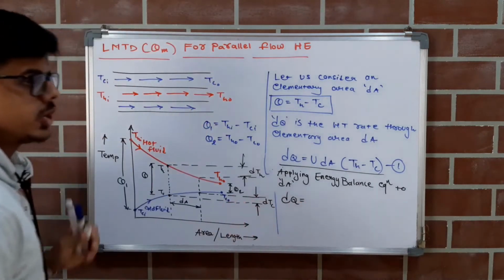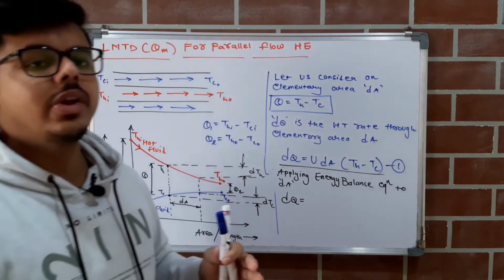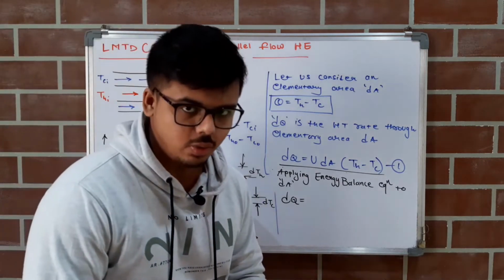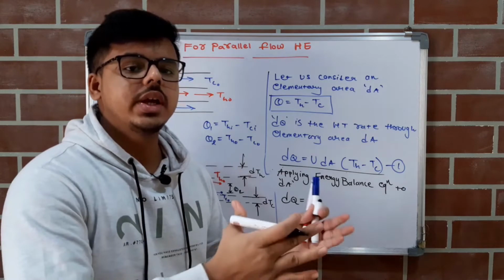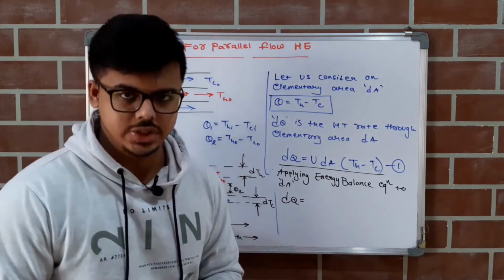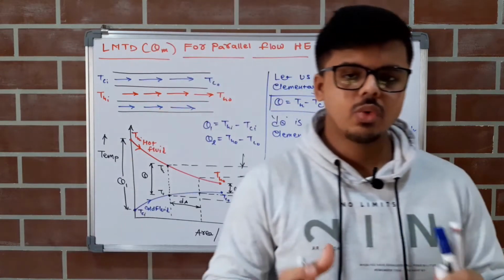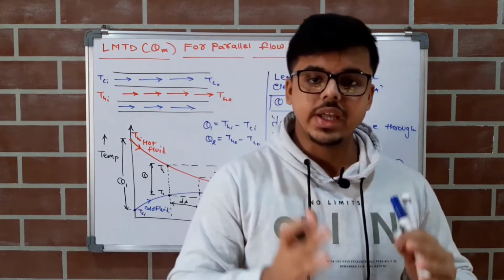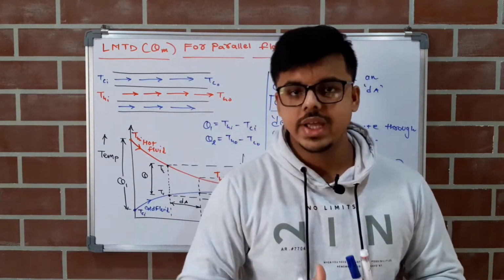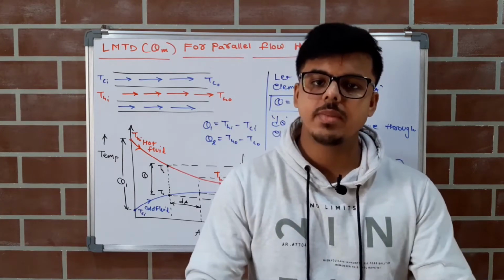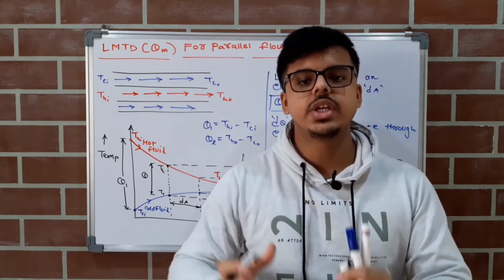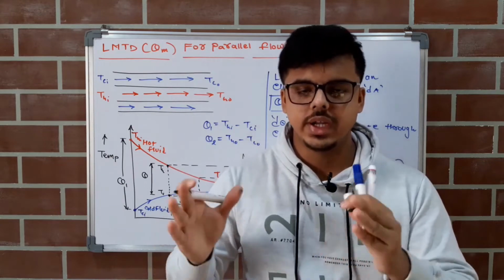The heat lost by the hot fluid, which will be equal to the heat gained by the cold fluid, which will be equal to the total heat transfer rate of the heat exchanger. This is our energy balance equation. I will repeat that. What is the energy balance equation? The heat lost by the hot fluid is equal to the heat gained by the cold fluid, which is equal to the total heat transfer rate of a heat exchanger.